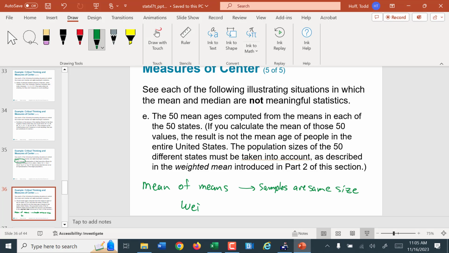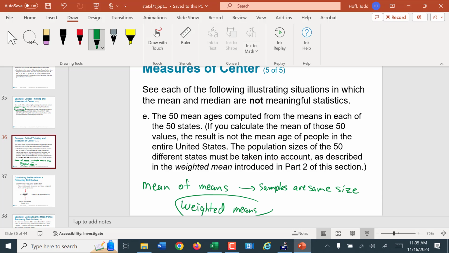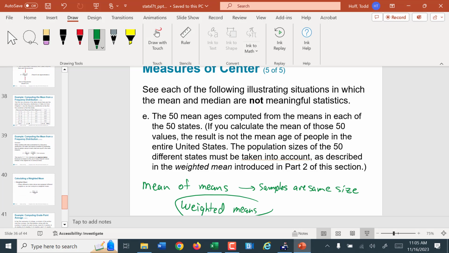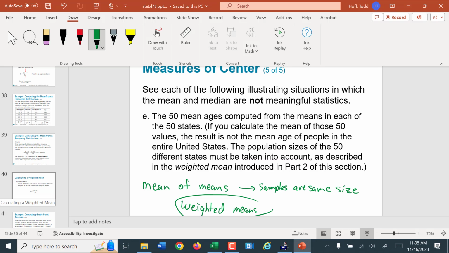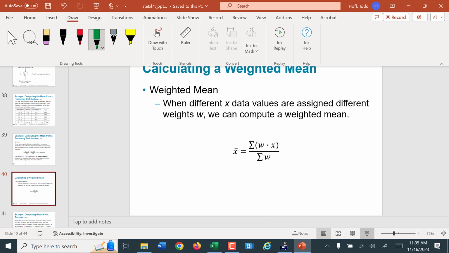This is where later on we'll talk about weighted means. And that's what should be used here, a weighted mean. So I'm going to skip ahead a couple slides just because I disagree with the way they calculate here. I'm going to jump up to the weighted mean here. So the weighted mean is if we have numerical values, but one of them occurs more often, or they occur at different rates, different frequencies than the others, I should say.